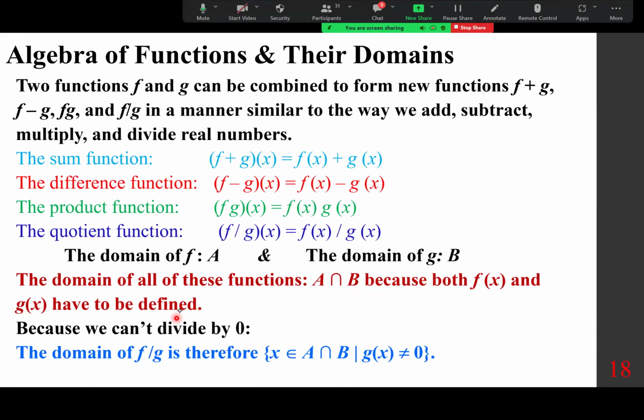And for the last one, because we can't divide by 0, the domain of f over g is therefore x belongs to the intersection, and the bottom g of x cannot be 0. So we add this one to it. So more restriction, if you will.